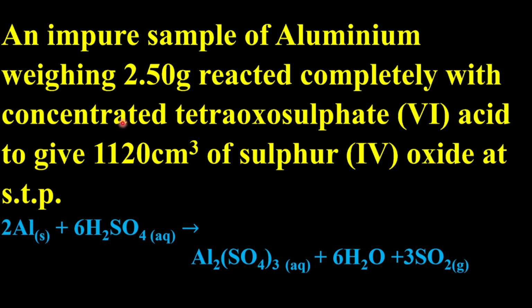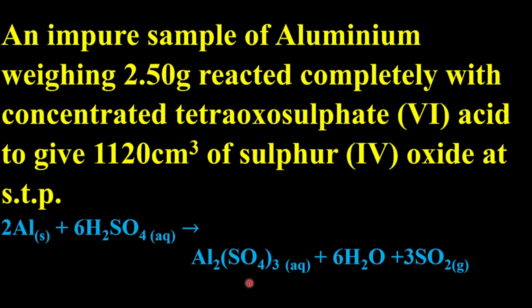The question made mention of concentrated tetraoxosulfate VI acid here, but we have a figure given to sulfur IV oxide, meaning that the mole ratio is going to be between aluminium and SO2. So we have the mole ratio between aluminium and SO2. The fact that the acid was mentioned doesn't mean that we have to force ourselves to write this. No, we are depending on the question to do the calculation. So now let's move on.